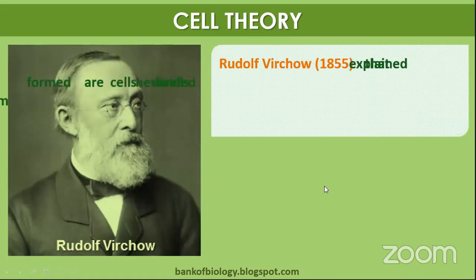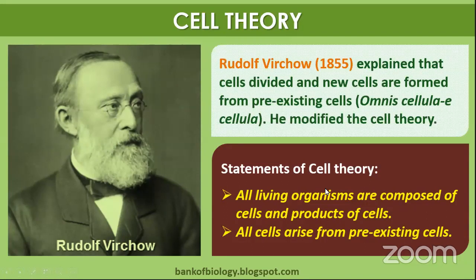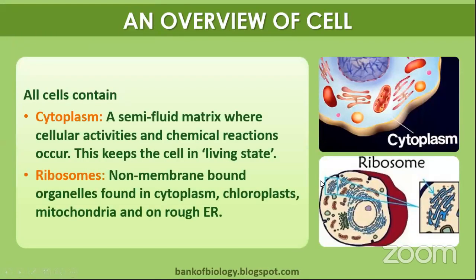Then Rudolf Virchow slightly modified the cell theory. Then he said that cells came from pre-existing cells, that is omnis cellula e cellula. So the two statements of cell theory: all living organisms are composed of cells and products of cells. All cells arise from pre-existing cells. Then all cells will contain cytoplasm. It is a semi-fluid matrix where the cellular activities and the chemical reactions occur. This keeps the cell in the living state.